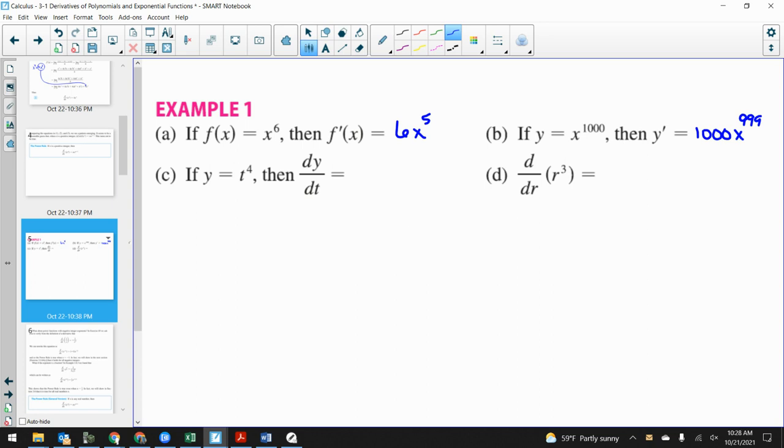Now, look at this new notation that you're given here in C. dy dt. Okay, dy dt. All that is saying is take the equation y, find the derivative with respect to t. Look at the equation that I'm given. y equals, okay, that makes sense. The derivative with respect to the function y using variable t. Oh, okay, t to the 4th. That's all that's saying, and really it's just 4t to the 3rd.